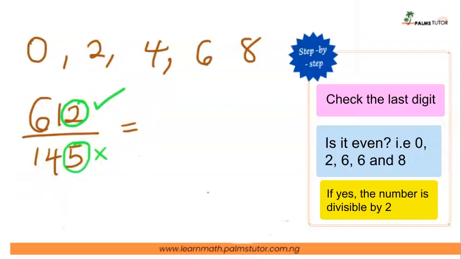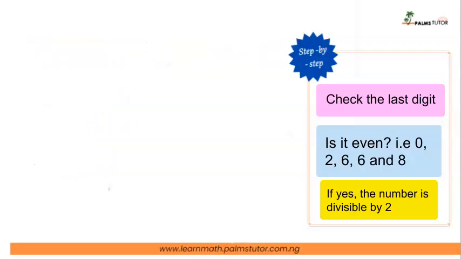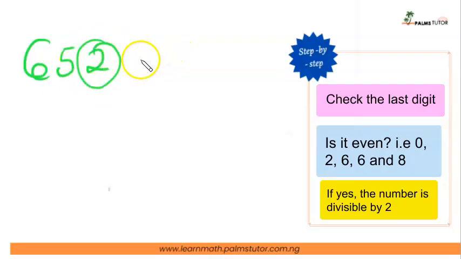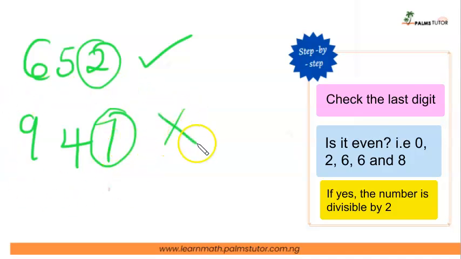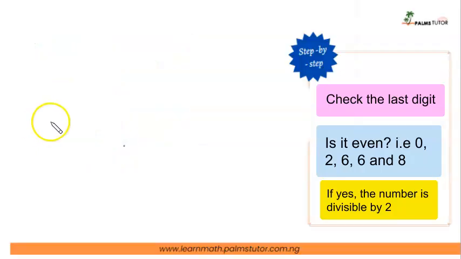Okay, so let's say these numbers, if this is an even number, 652. Yes, it is. The last digit is even, so the whole number is even. 947. Is this divisible by 2? No, because the last digit is not even, so the whole number is not an even number. That will help you when factoring, looking for simplifying fractions or anything. So the divisibility rule of 2 says if a number is even, which means the last digit is an even number, the number is divisible by 2.